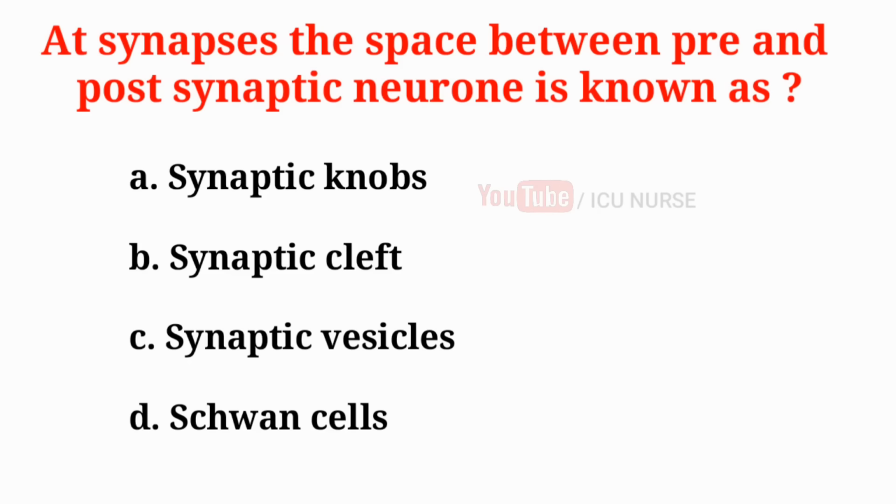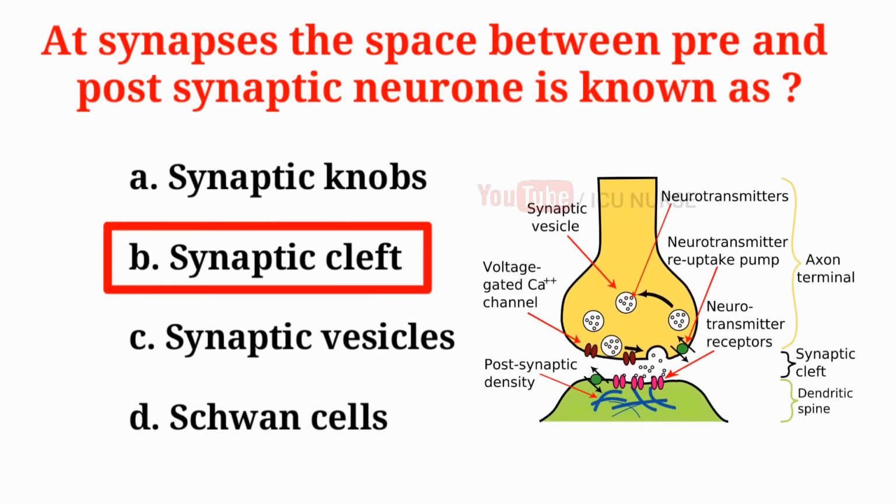At synapses, the space between pre and postsynaptic neuron is known as A. Synaptic knobs, B. Synaptic cleft, C. Synaptic vesicles, D. Schwann cells. And the correct answer is B. Synaptic cleft.